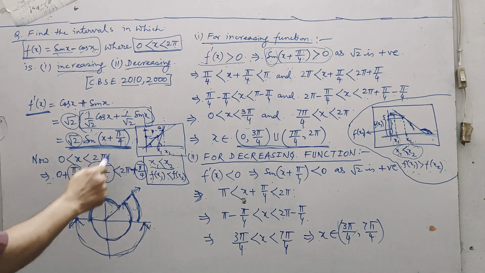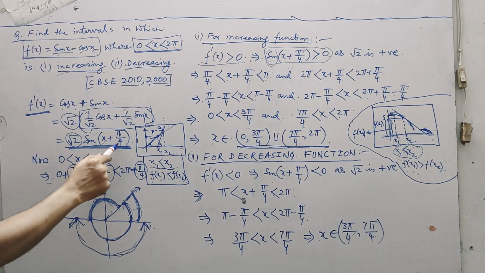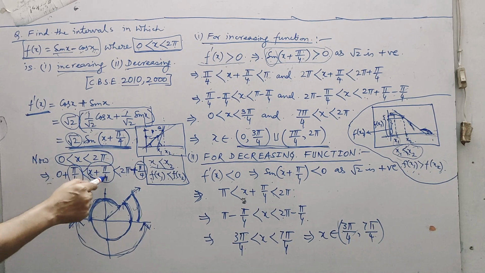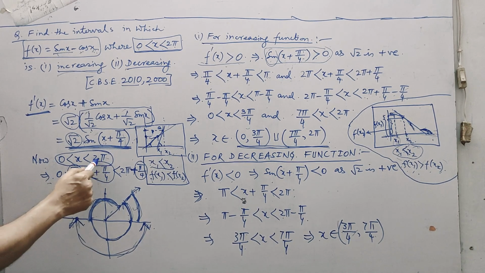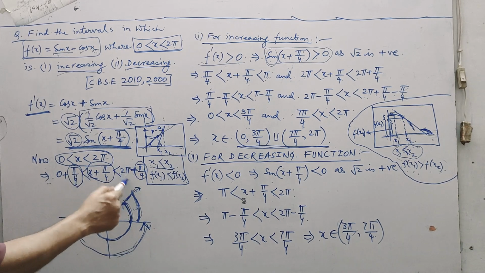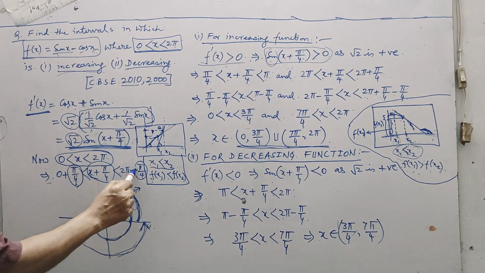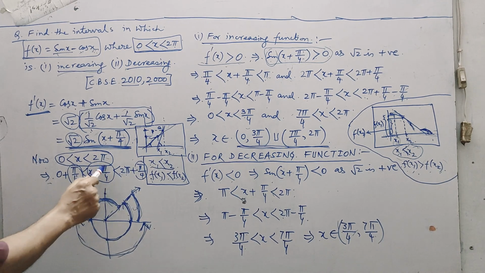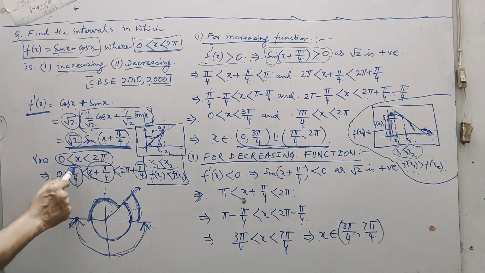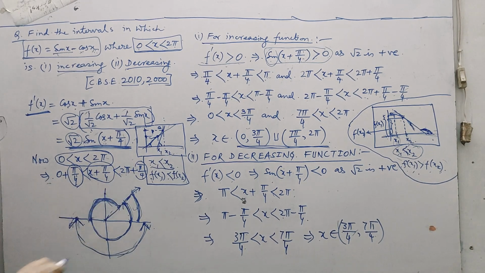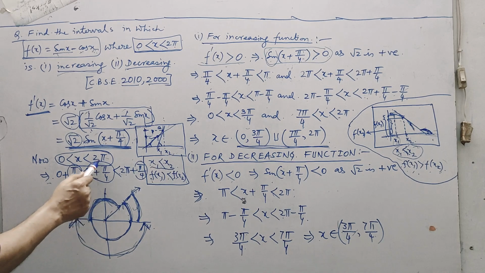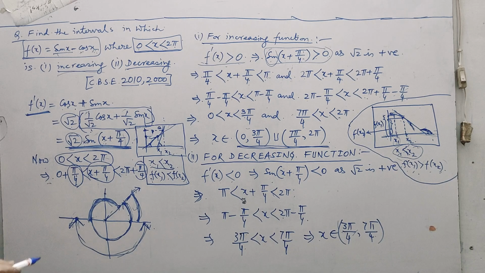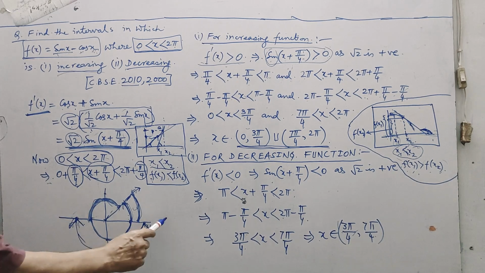So what we have to do is add this pi by 4 throughout to this condition. Means x becomes x plus pi by 4, 0 plus pi by 4, and 2 pi plus pi by 4 is written over here. So finally this x plus pi by 4 is lying between pi by 4 and 2 pi plus pi by 4. In order to show this particular angle between pi by 4 and 2 pi plus pi by 4, we have drawn this diagram.